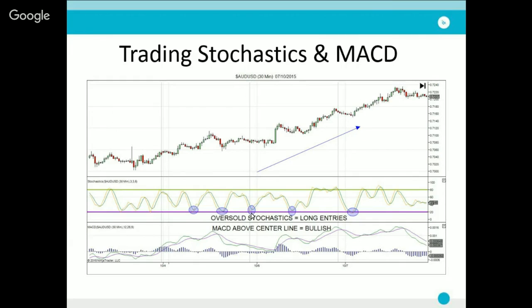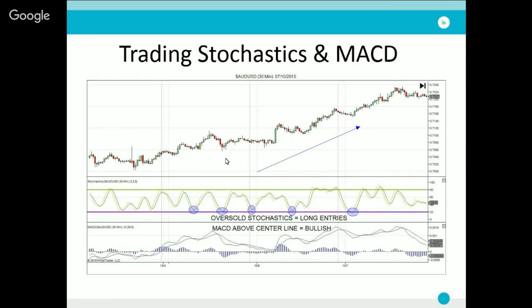Okay, so we looked earlier at how stochastics registering oversold momentum can typically precede a bullish reversal higher. So we're basically just combining these two elements. We're looking to the MACD to give us our directional bias in the market, and then we're looking to the stochastics for precise periods where we can enter. And so essentially what we're looking for is periods of exhausted downside momentum in the market in line with our broader bullish bias to give us our specific entry points.